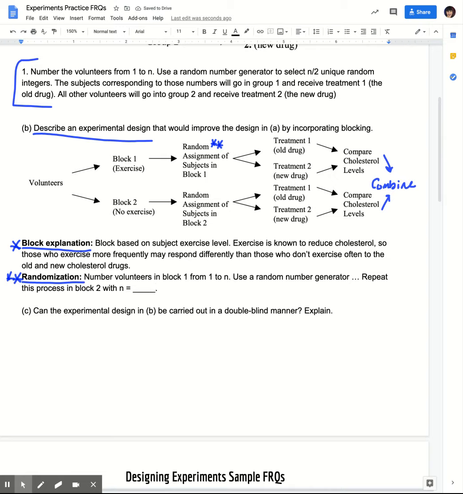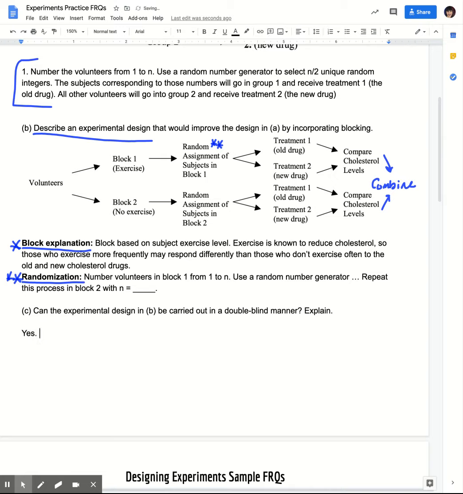Okay. All right, so let's take a look at the very last part of this one, which says, can the experimental design in B be carried out in a double-blind manner? Explain. Okay, so remember that double-blind means that the people who are participating in the experiment, so the volunteers, don't know which treatment they are given, and that the person collecting the data does not know what treatment each person in the experiment received. So that is definitely possible in this scenario. So always answer the question. The question is, can this be carried out in a double-blind manner? So the answer is yes.